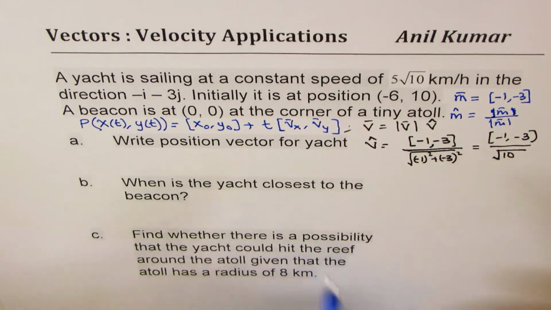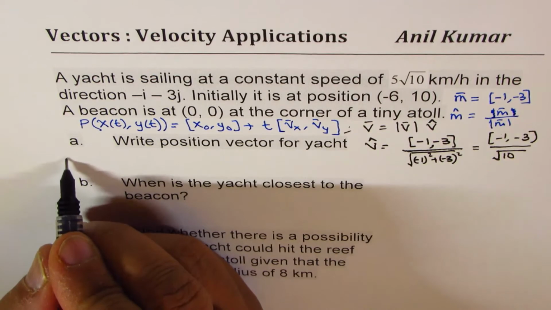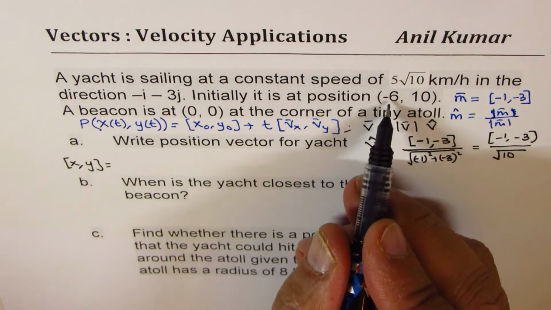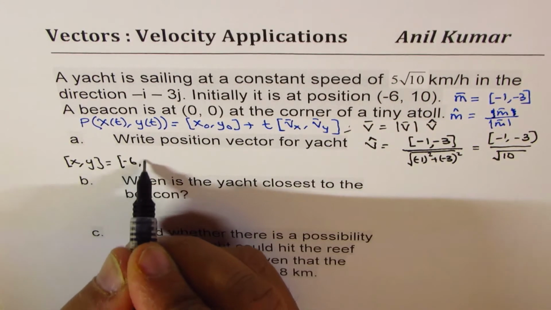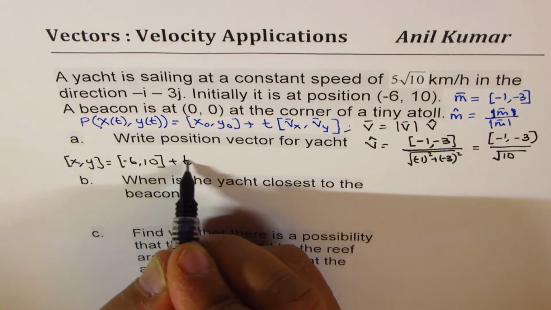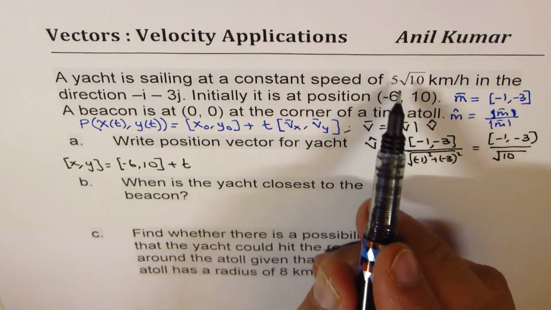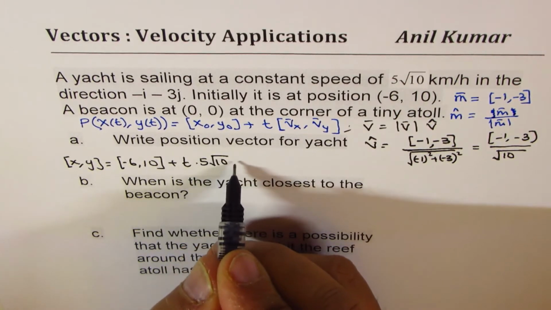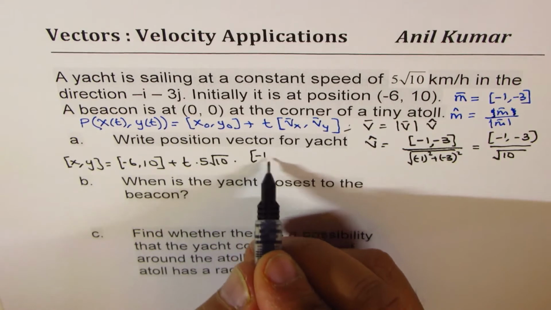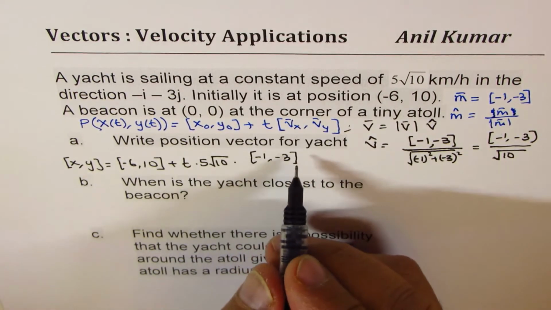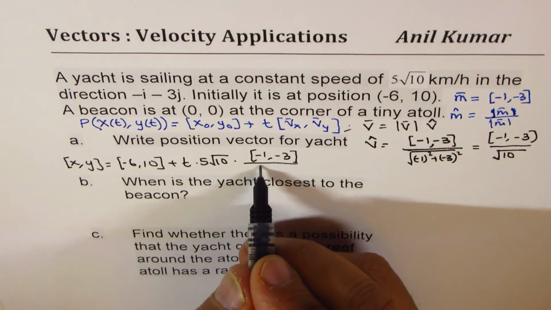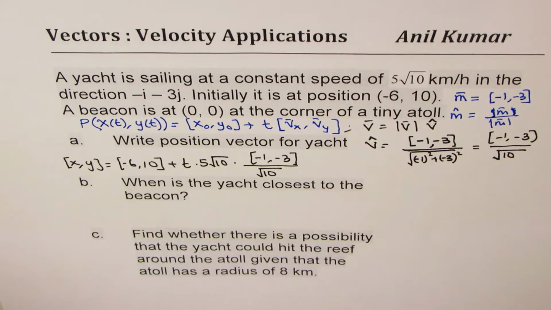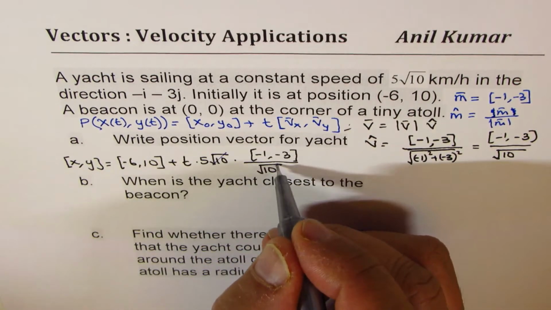So let's write down the position vector now. Position vector, let's write x, y is equal to the initial position, minus 6, 10, plus t, and for velocity we are given speed of 5 square root 10, and the unit vector here is minus 1, minus 3 divided by square root 10. So this square root and square root cancel, and therefore you can write a simplified version.